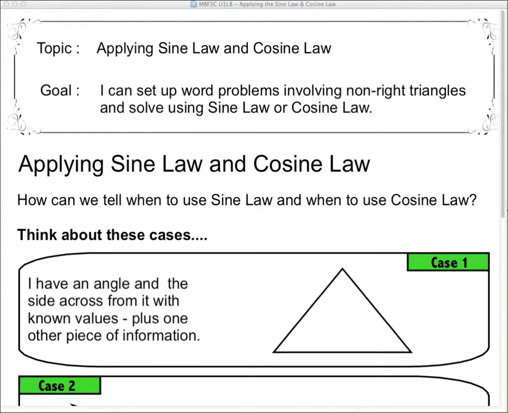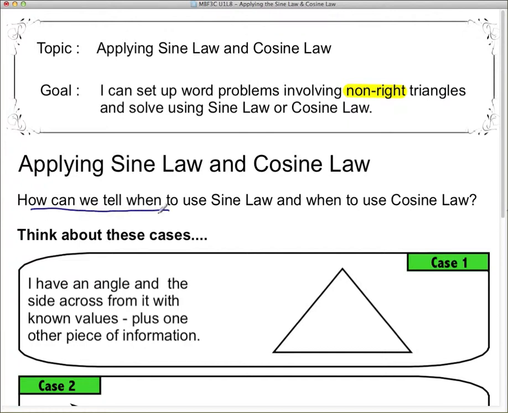So, our goal today: I can set up word problems involving non-right triangles and solve using sine law or cosine law. I'm going to take my highlighter and highlight non-right triangles. Now you can actually use sine law and cosine law in a right triangle as well. It's just more straightforward to use the primary trig ratio, so keep that in mind.